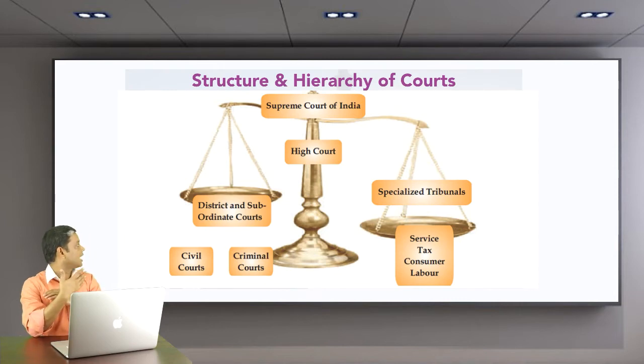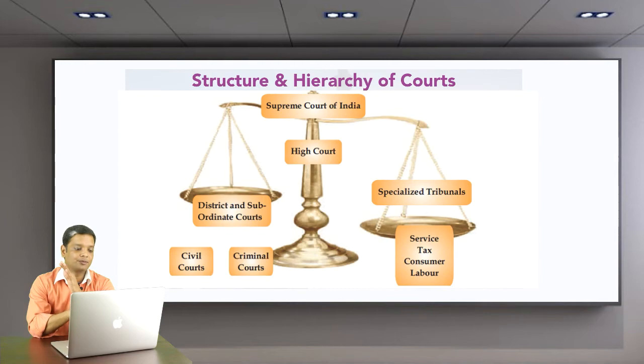As you can see in this image, we have the Supreme Court at the top and then the High Court. On the left side are the district and subordinate courts, which are further categorized as civil courts and criminal courts, and on the right side are specialized tribunals, for example service tax, consumer, labor. All these are tribunals. So we have this structure arranged in a hierarchy, and we know by now what all these terms are.